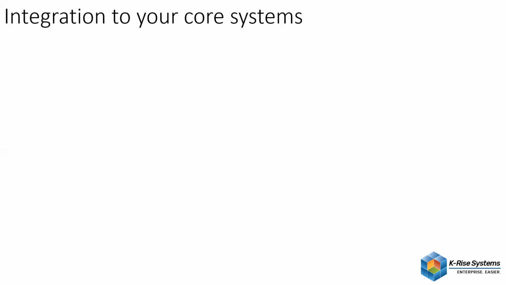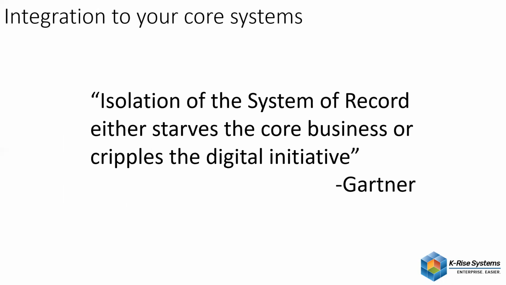First is integration to your core systems. And this is another quote from Gartner, but I think it's really valid. If you're doing digital initiatives, you have to keep the core in mind, because people are still going to be using the core systems for some time to come. Most digital initiatives are for customers, but you can't build it separately. If you isolate the core system, the data will start to falter. It will starve the core. So keeping the data flowing into the core, into your system of record, is critically important.